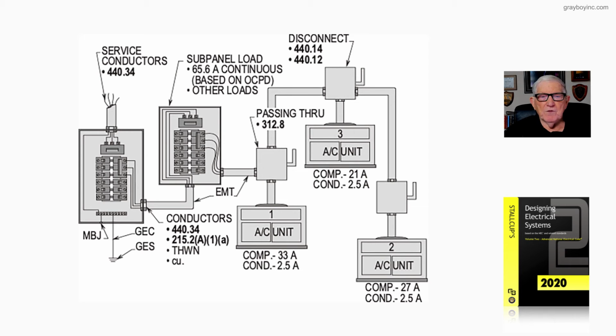Now, from this information, we can size the feeder circuit conductors in accordance with 440.34 and 215.2(A)(1)(a) in the NEC, and we're going to use THWN copper conductors. So with this information given, we will proceed to do the calculation next.